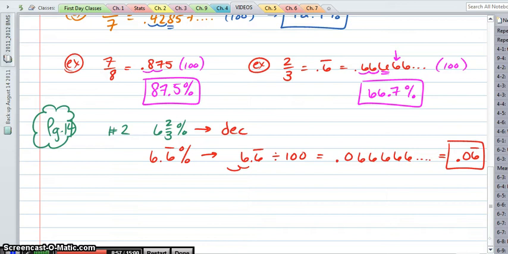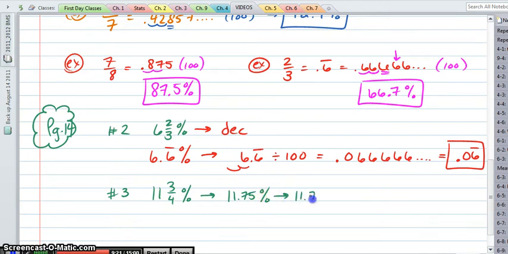Let's also take a look at number 3. 11 3/4%. Why don't you go ahead, hit pause, and convert this into a decimal. Okay, so now you're ready to take a look. This one looks like it won't be too bad. We can take 11 3/4. You should know that that is 0.75.